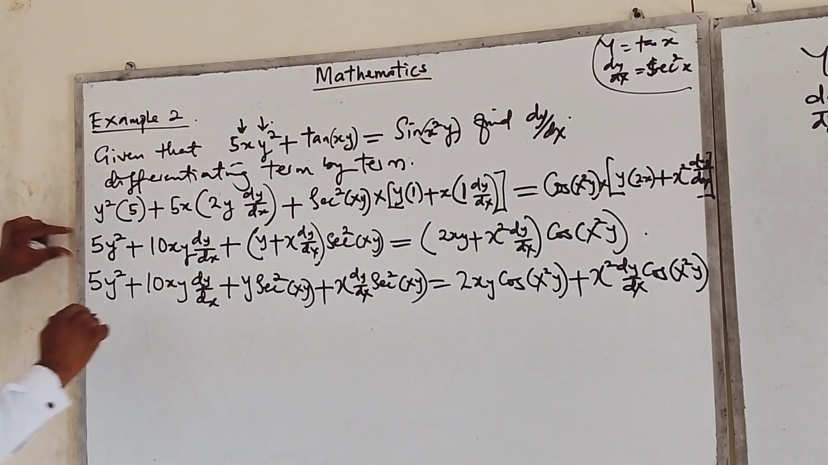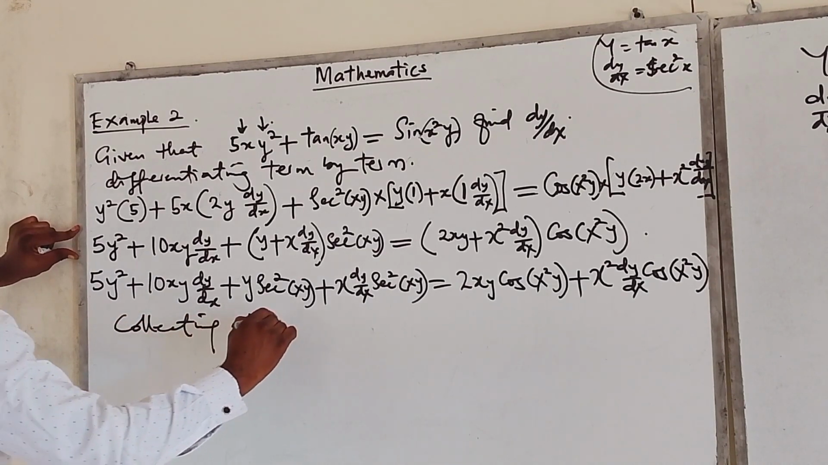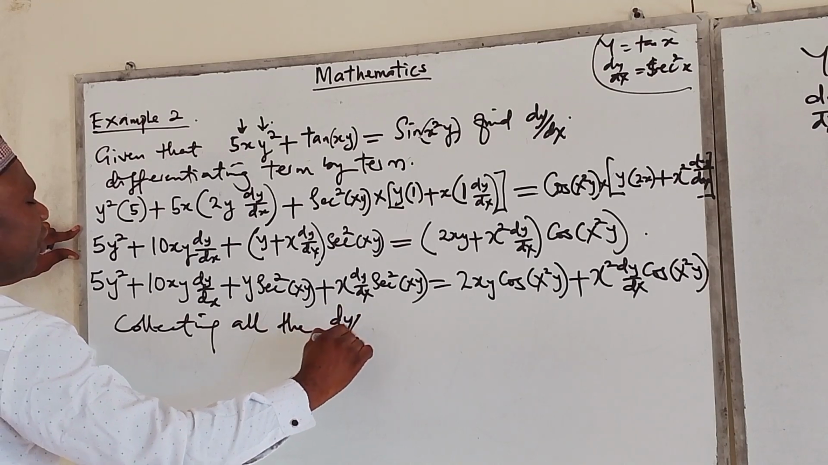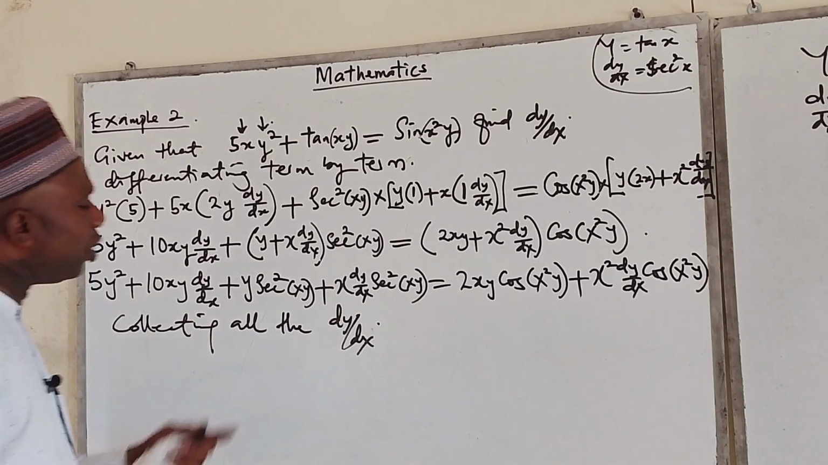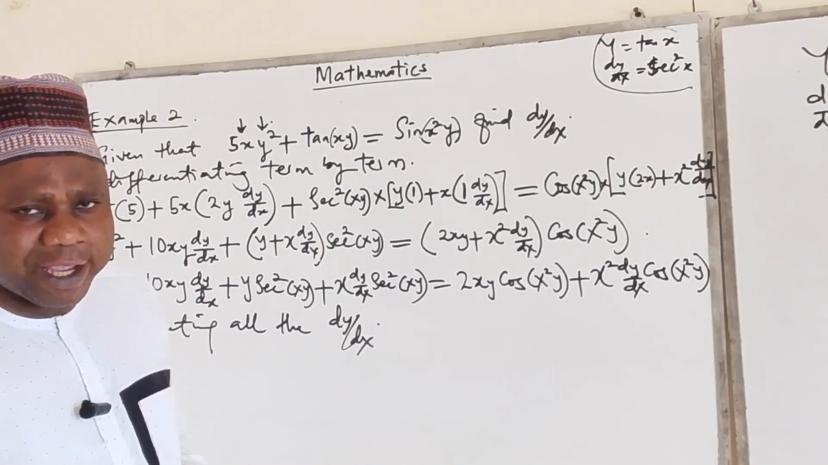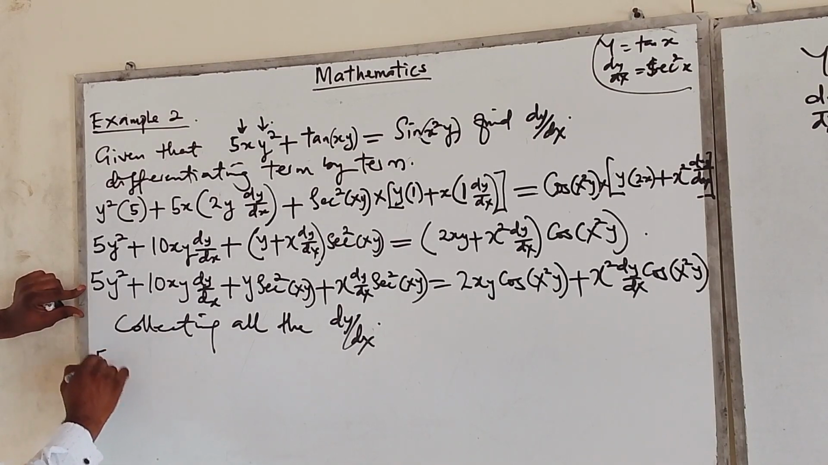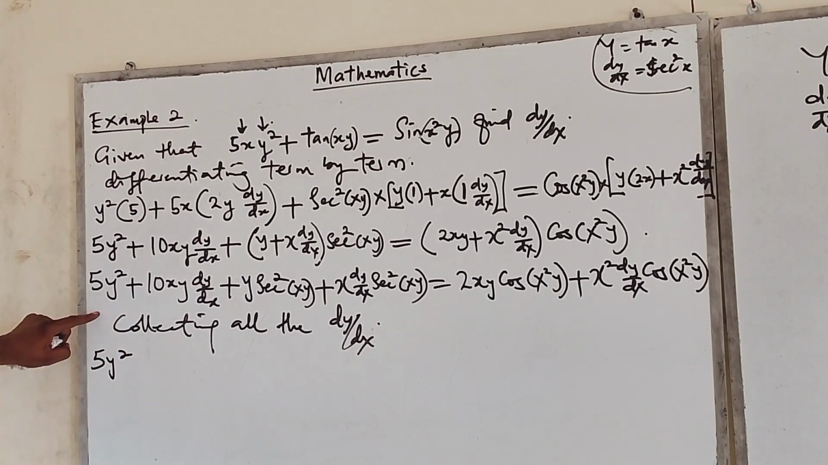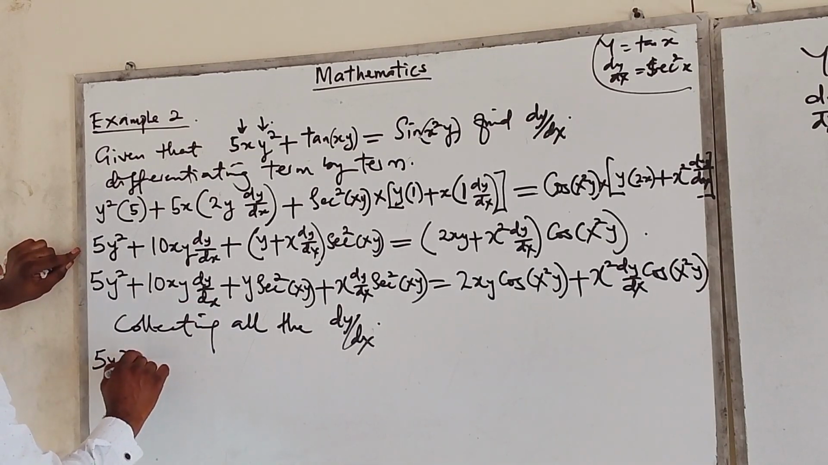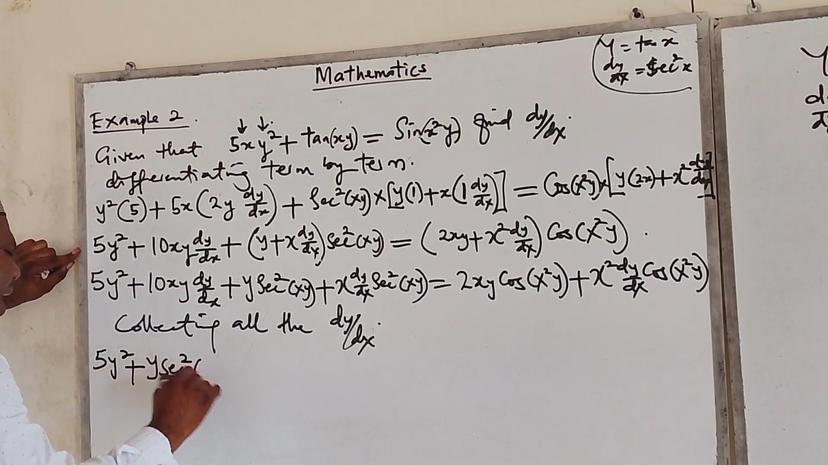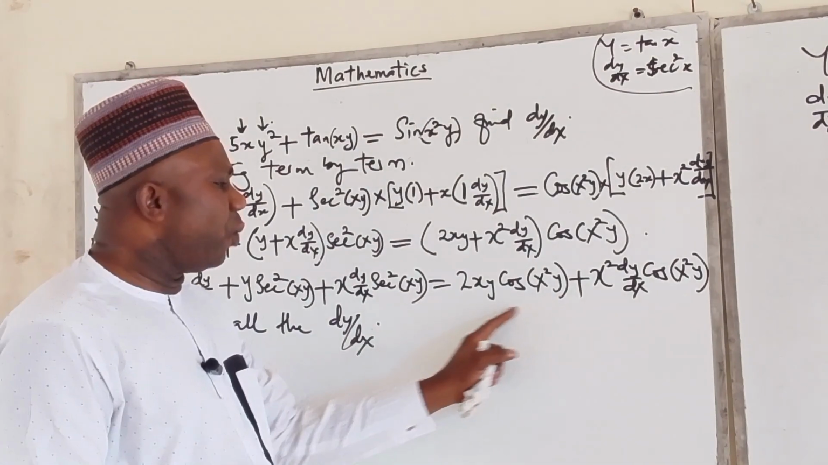Now let's collect all the terms with dy/dx. So collecting all the functions with dy/dx, what we have now will be 5y squared. This one has no dy/dx. So here we have plus y sec squared xy. Now let's look at the rest. This one has no dy/dx.